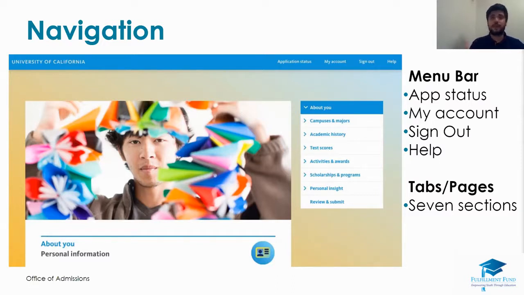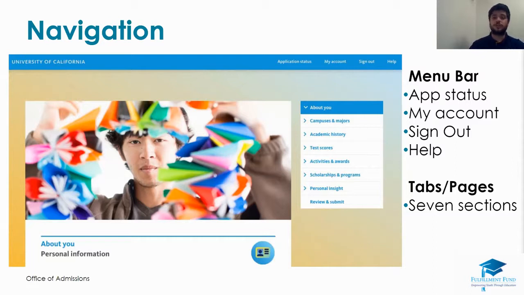Of course, when you're going through the application, we encourage you to follow the right-hand side navigation in the order that it's presented. So as you can see here, it goes from About You, followed by Personal Information, etc., etc. The reason for this is that details shared in one section may share opportunities in the following section. So for example, your family income that you share in the About You section can then share, if you qualify, a fee waiver in the campuses and majors section. So you want to make sure you're answering them in the order that they're there on the application.